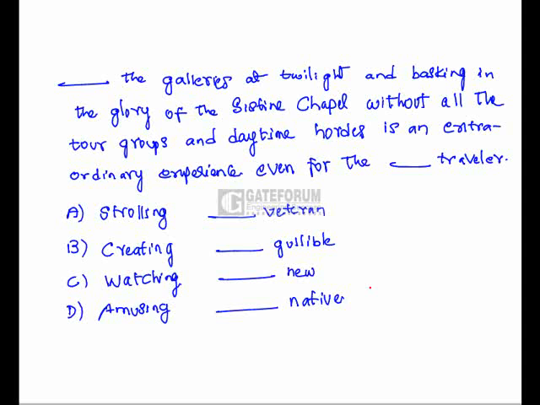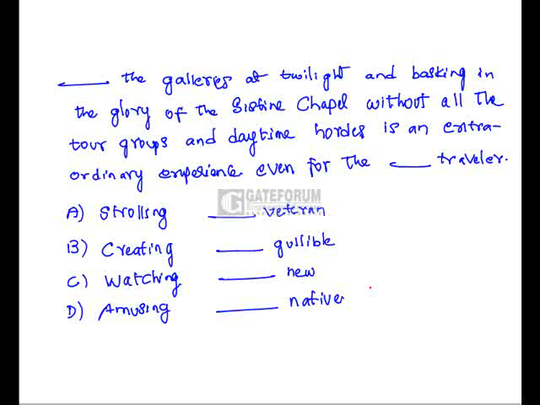Question on sentence completion. Dash the galleries at twilight and basking in the glory of the Sistine Chapel without all the tour groups and daytime hordes is an extraordinary experience even for the dash traveler. In this question, observe the movement. Who is doing what? Strolling the galleries at twilight and basking in the glory of the Sistine Chapel.